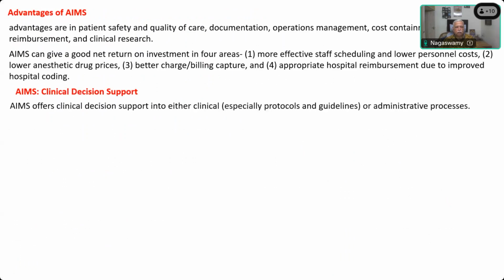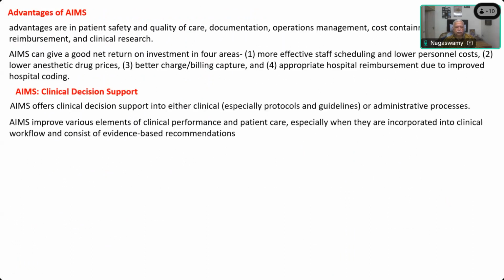Then clinical decision support is provided by protocols, guidelines, or algorithms, as I said, as well as for administrative processes. It aims to improve various elements of clinical performance and patient care, especially when incorporated into clinical workflow consisting of evidence-based recommendations. And it will facilitate research and multi-center study projects.